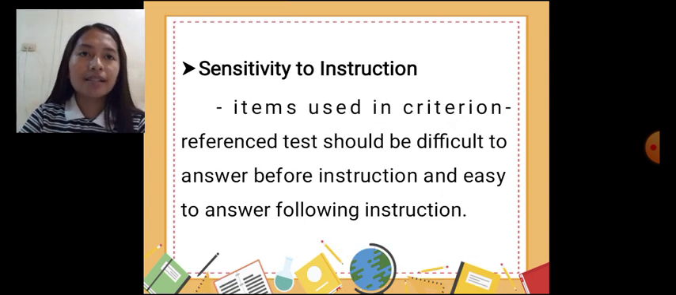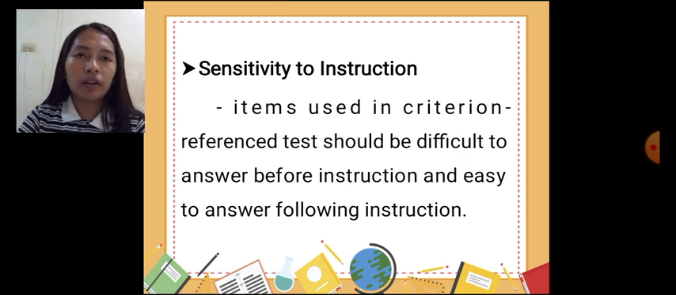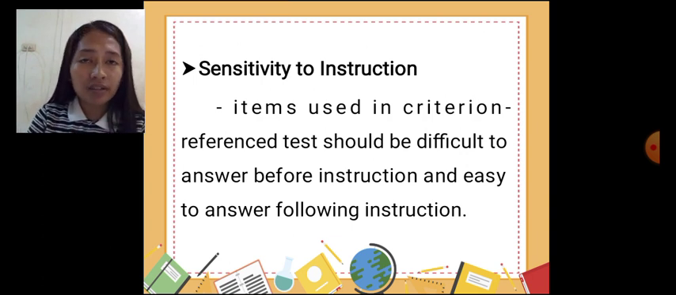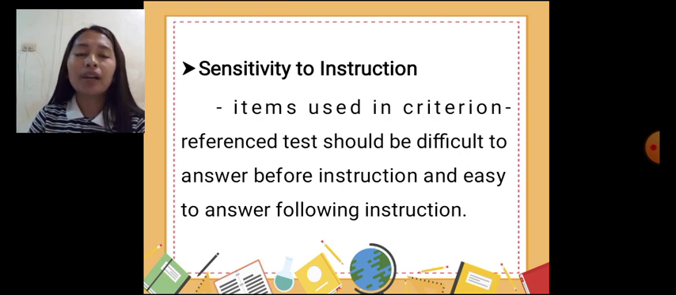Next, sensitivity to instruction. Items should be difficult to answer before instruction and easy to answer following instruction. It means that items that are highly sensitive to instruction tend to measure knowledge, simple facts, and other skills.